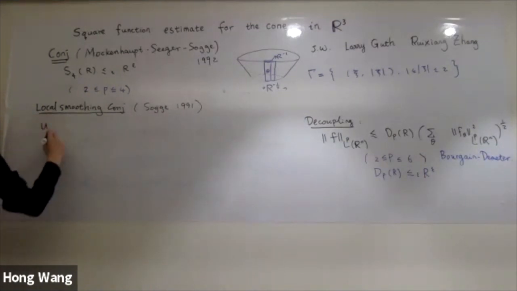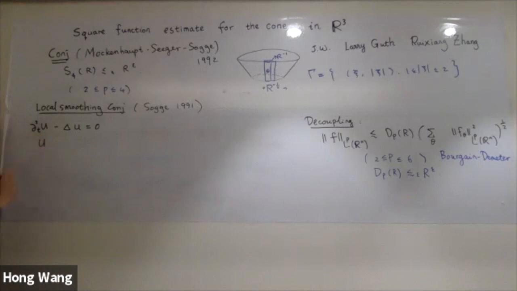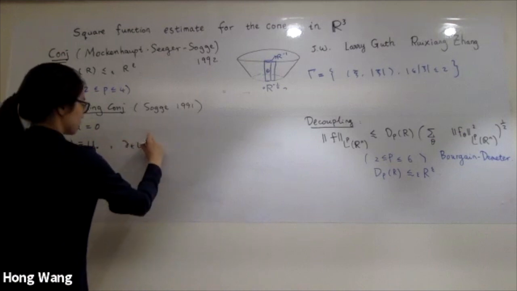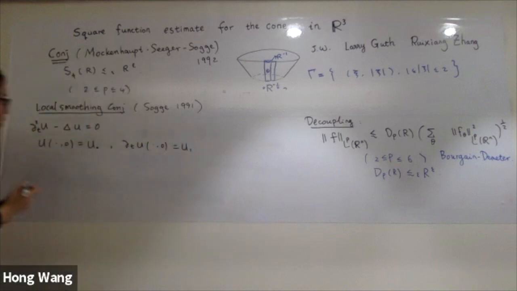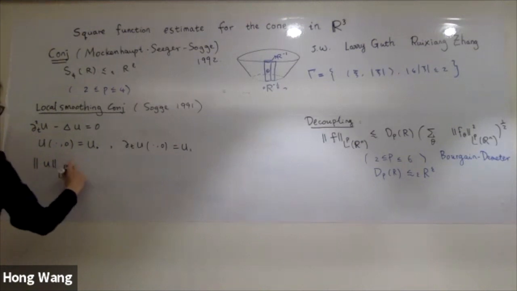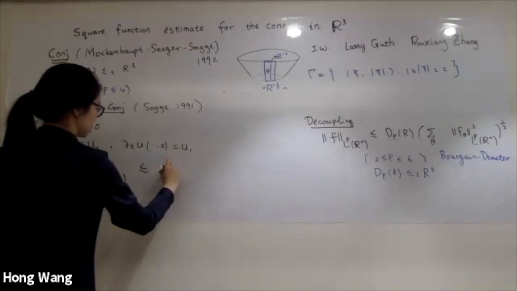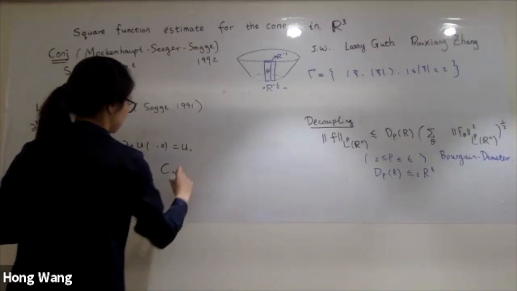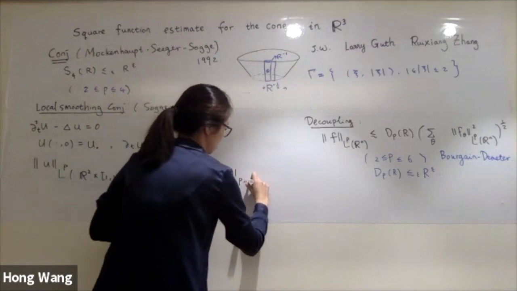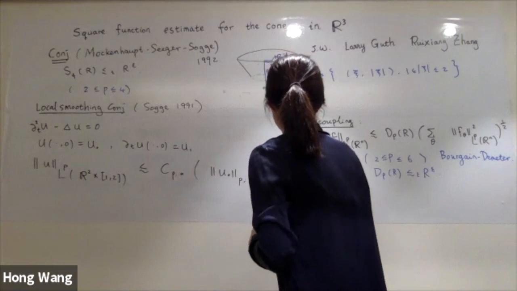So if u satisfies the wave equation with initial data u naught and partial derivative u1, then we have the L^p norm of u in space-time is bounded by a constant only depending on p and alpha, times the L^p norm of u naught, taking the alpha derivative, plus the L^p norm of u1 with p alpha minus 1 derivatives.